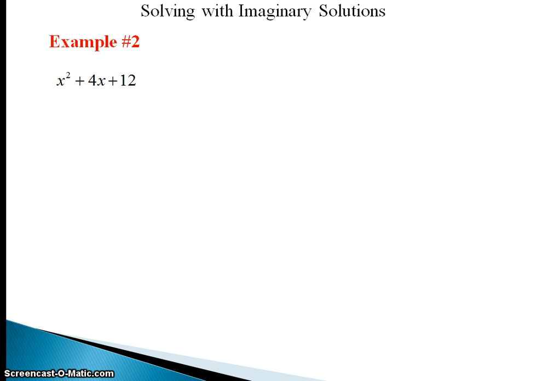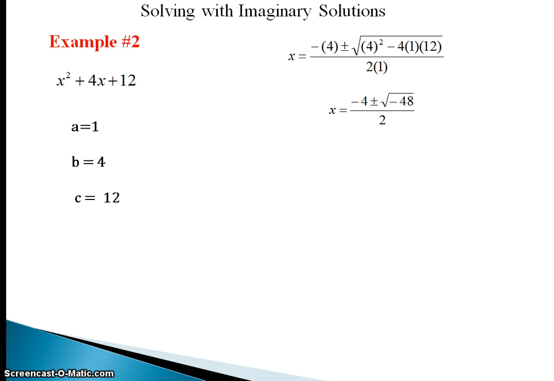Now let's take a look at one last example just to make sure that when you're looking at your notes, you have a couple of examples of how to do this. So we have this quadratic, x squared plus 4x plus 12. Start by identifying a, b, and c. Now we're going to plug those values into the quadratic formula and simplify. And we end up with negative 4 plus or minus the square root of negative 48 divided by 2.